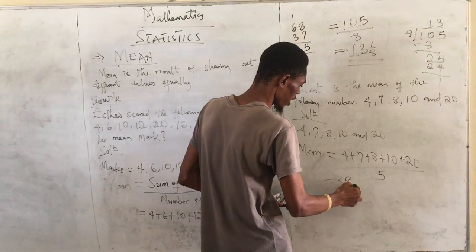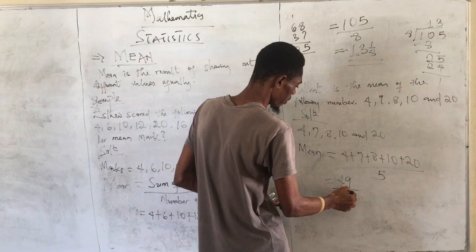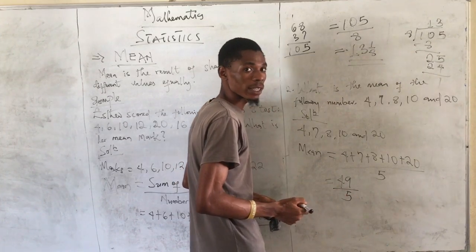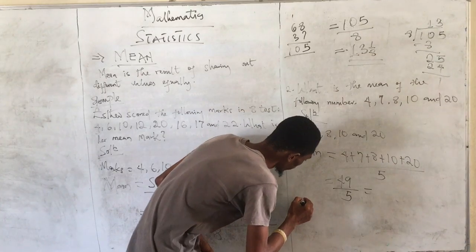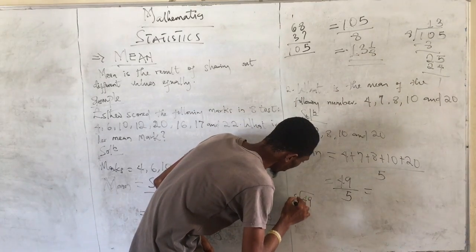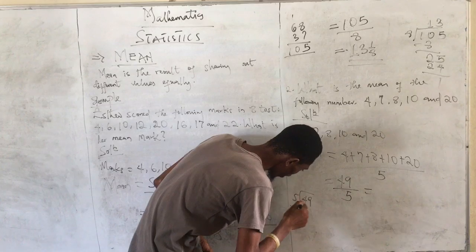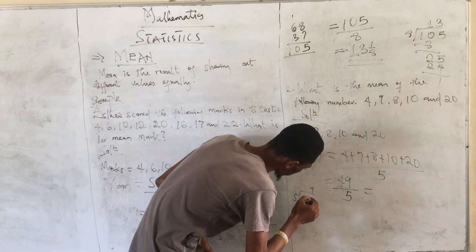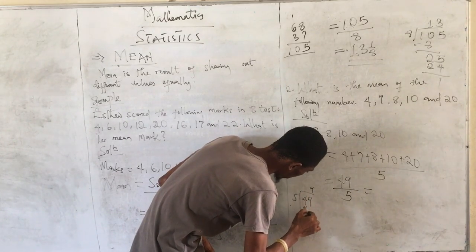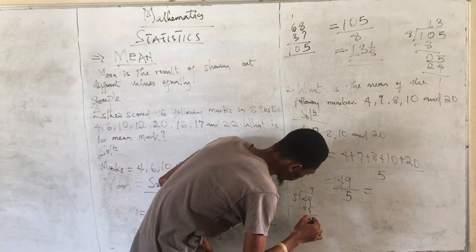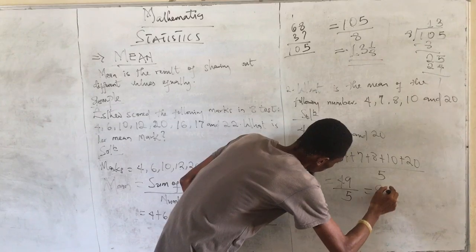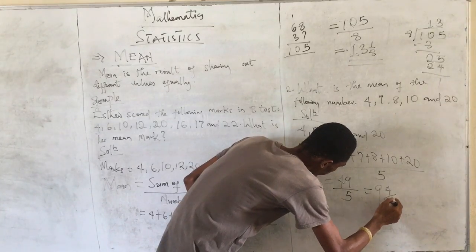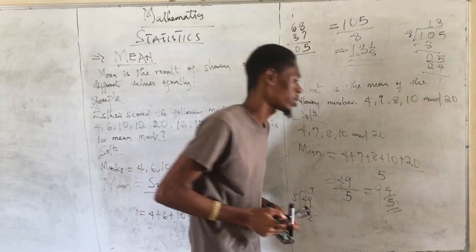So we have 49 divided by 5. Let's use our long division. We have 49, 5. Finding 49 is 9. 9 times 5 is 45. Remainder 4. Let's subtract, which gives us 4. So we have 9 whole number 4 over 5. So this is our mean.